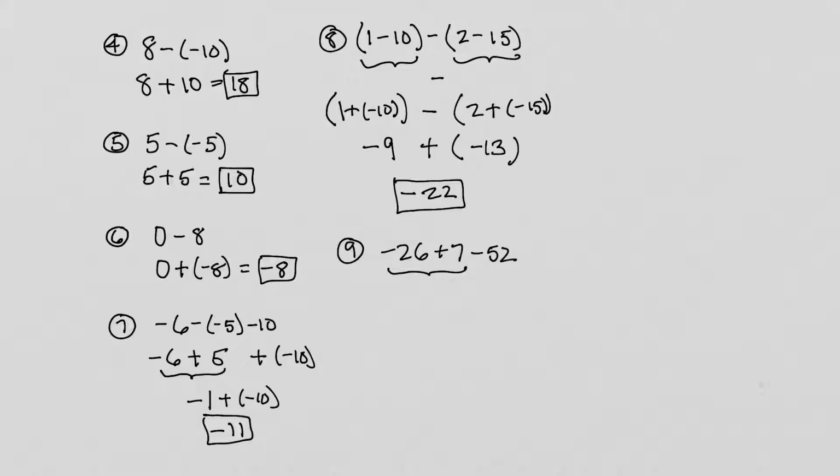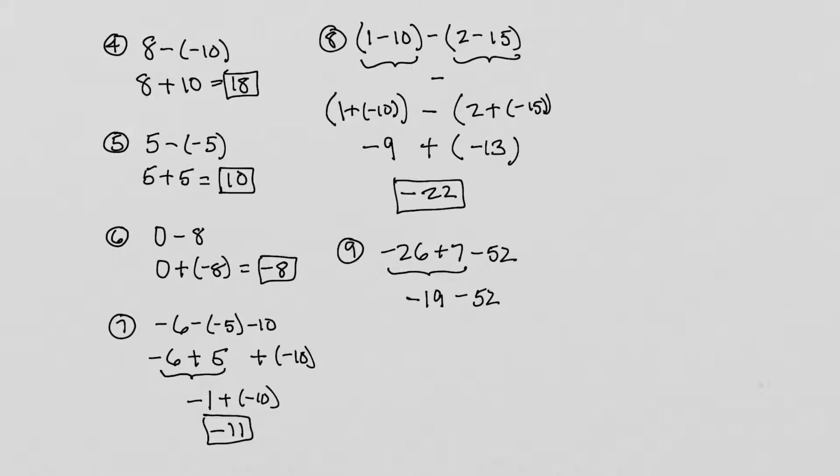You find their absolute values. The absolute value of negative 26 is 26. The absolute value of 7 is 7. Take the larger absolute value minus the smaller one. So the absolute value is 26 minus the smaller 7. 26 minus 7 is 19. But the sign that we use is coming from the larger absolute value, which is from this number. That's going to be that negative sign. So this is going to give us negative 19 minus 52.